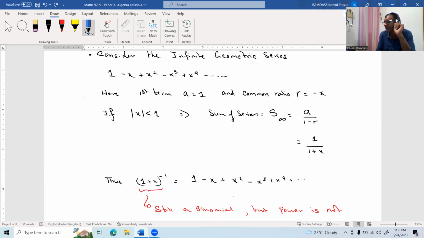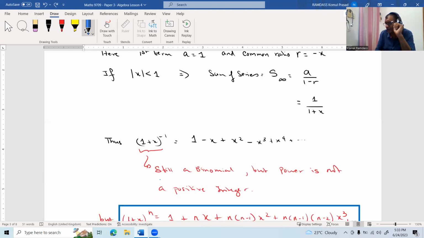Je trouve qu'il y a une infinite series. Comme ça, 1 minus x plus x square, minus x cube plus x4, minus x5 plus x6, il y a les mêmes comme ça. Et ça, c'est style binomial. But power is not a positive integer. It is a non-positive integer. It is a rational number. It is a negative number.